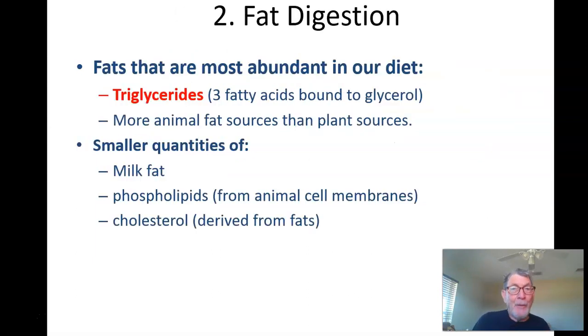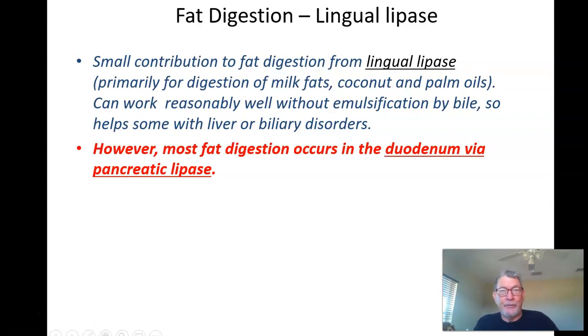So let's talk about fat digestion. Fat digestion is a little bit more complicated. Triglycerides mainly, we talked about that. That's 3 fatty acids bound to glycerol. We've got to break them down into free fatty acids and monoglycerides. We get a little bit of milk fat and phospholipids and cholesterol from other things that we eat. But mainly, we're talking about breaking down triglycerides, because that's most of our fat intake.